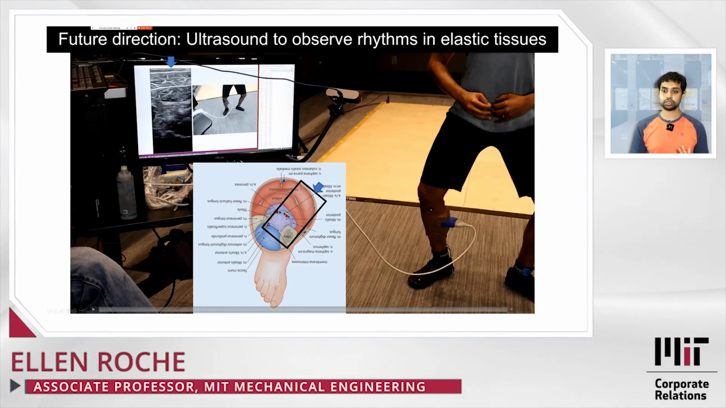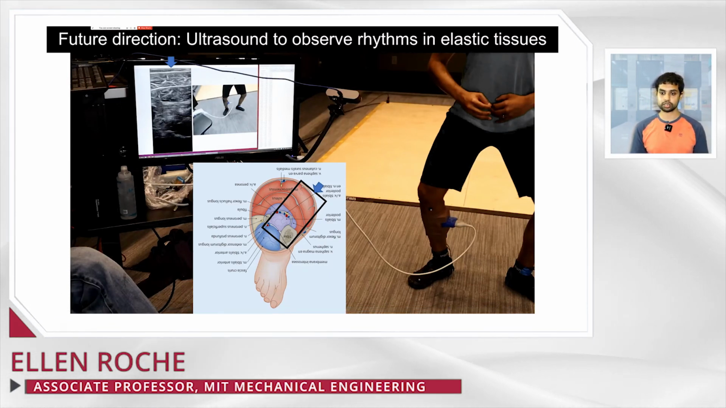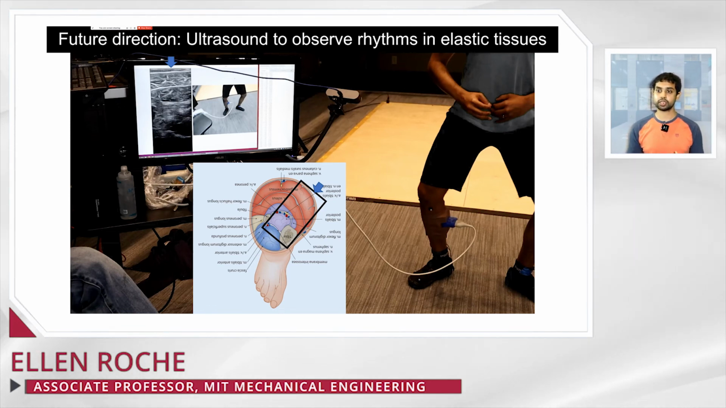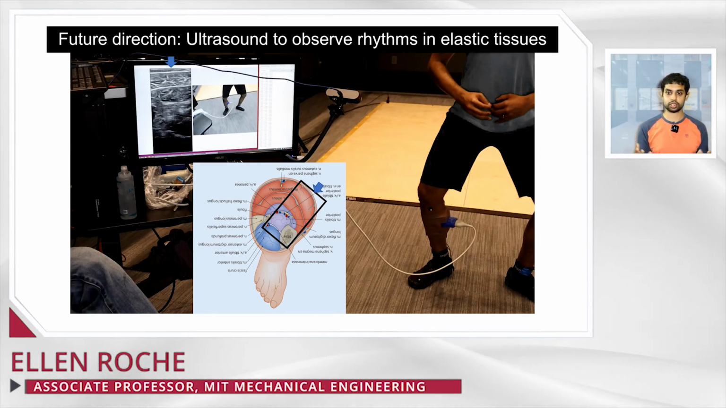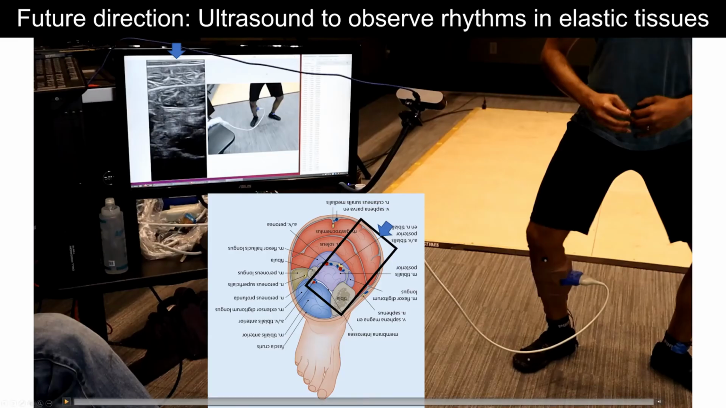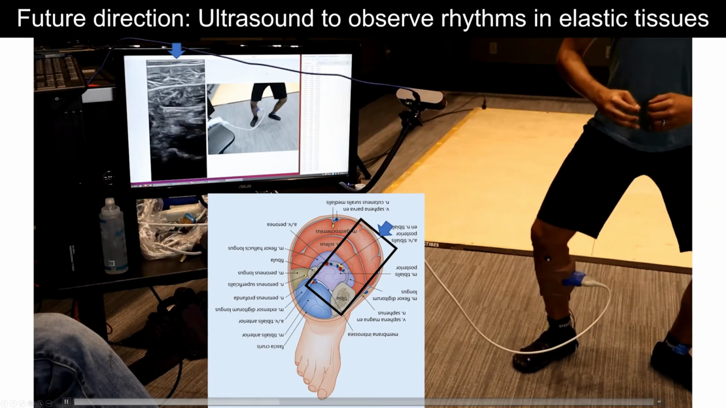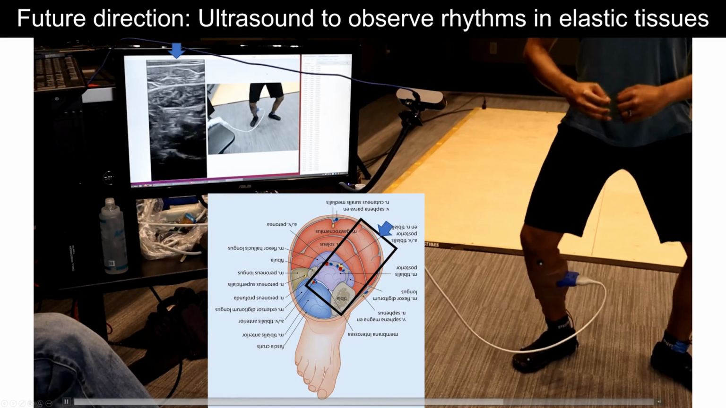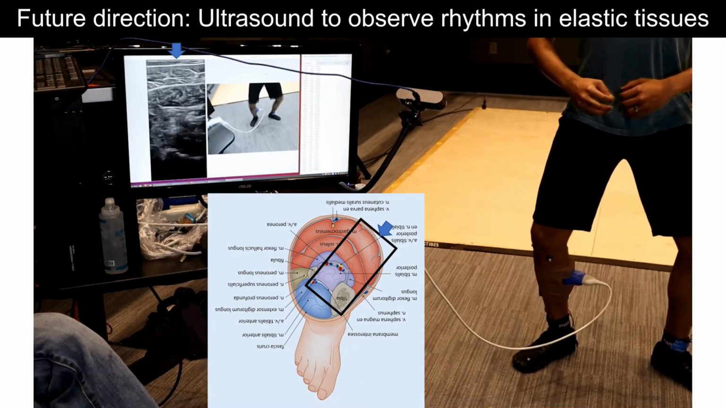Now, so far I have talked about using motion capture to observe rhythms in elastic tissues. In the future, we are also planning to use ultrasound to quantify rhythms in the deeper lying tissues and also to reduce the interference with fat and skin moving along the muscle tissue. And I'll show you this clip. As I move up and down, you should be able to see the muscles contract and relax using ultrasound. So we are hoping to quantify rhythms using video processing.